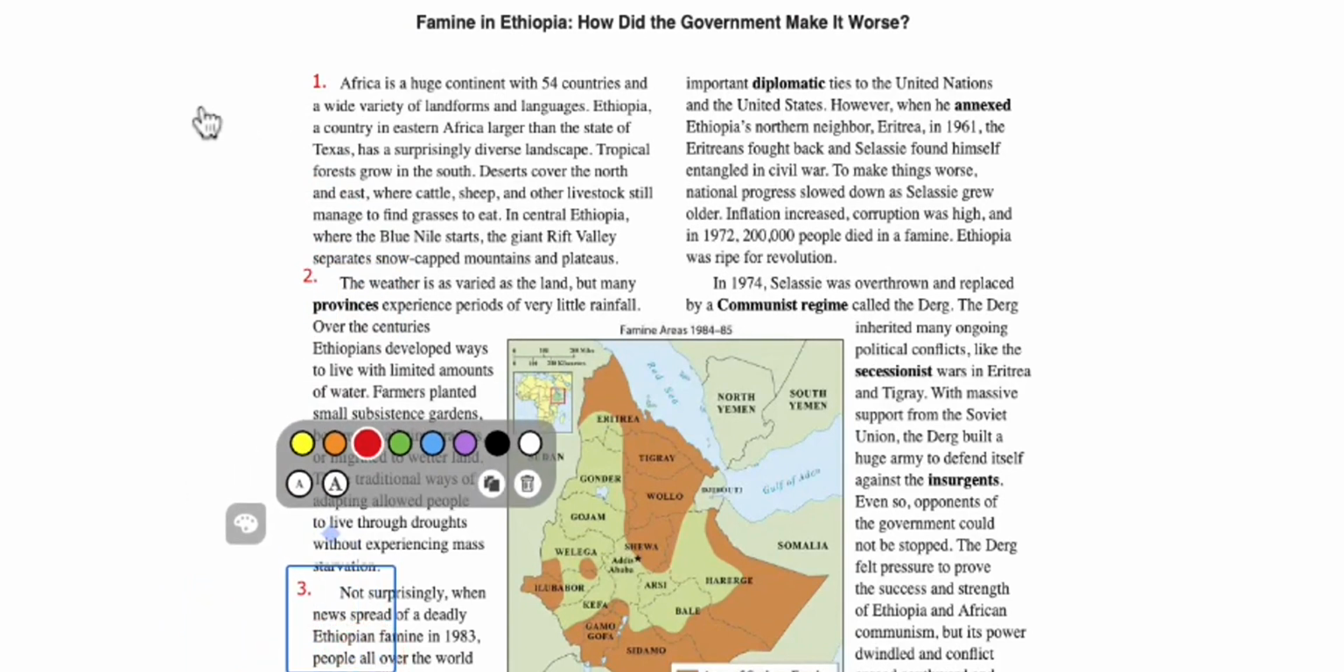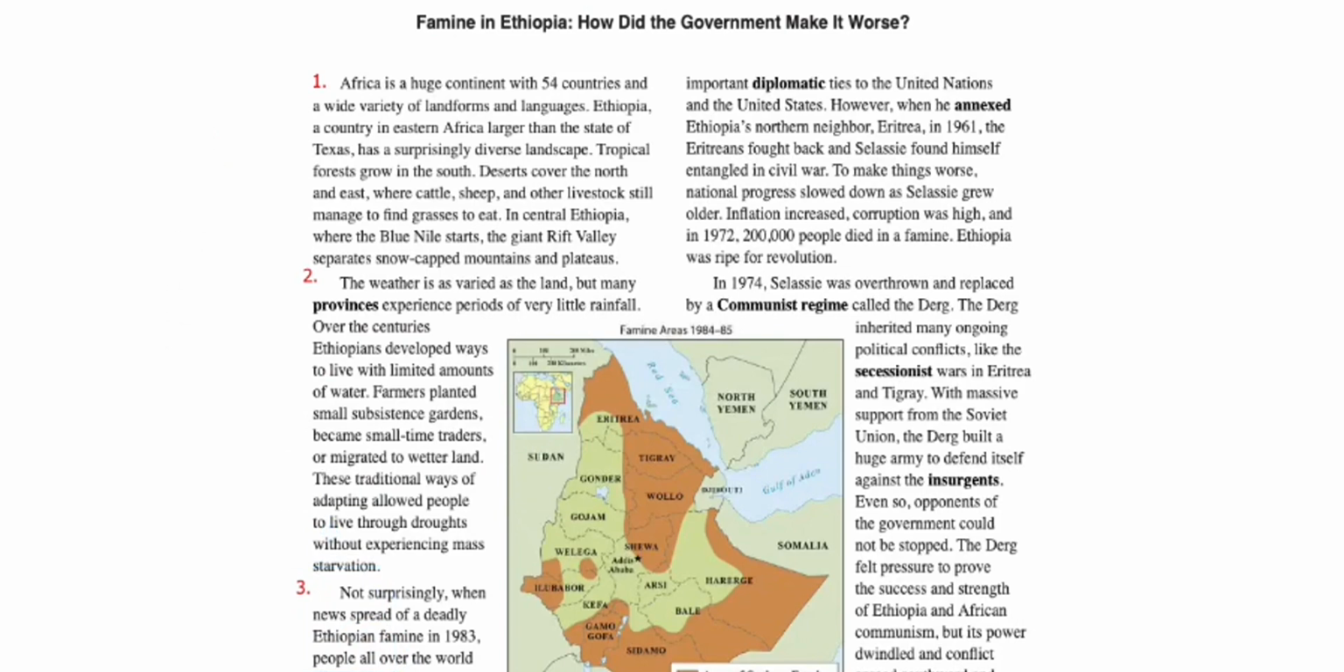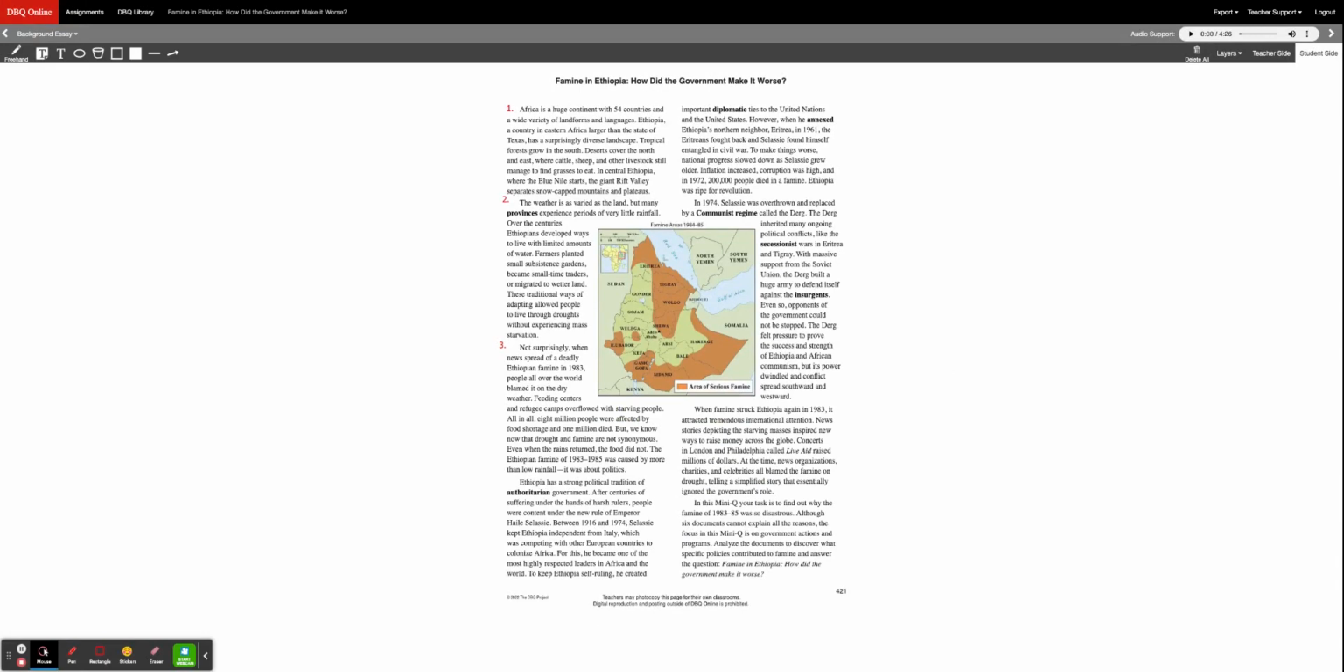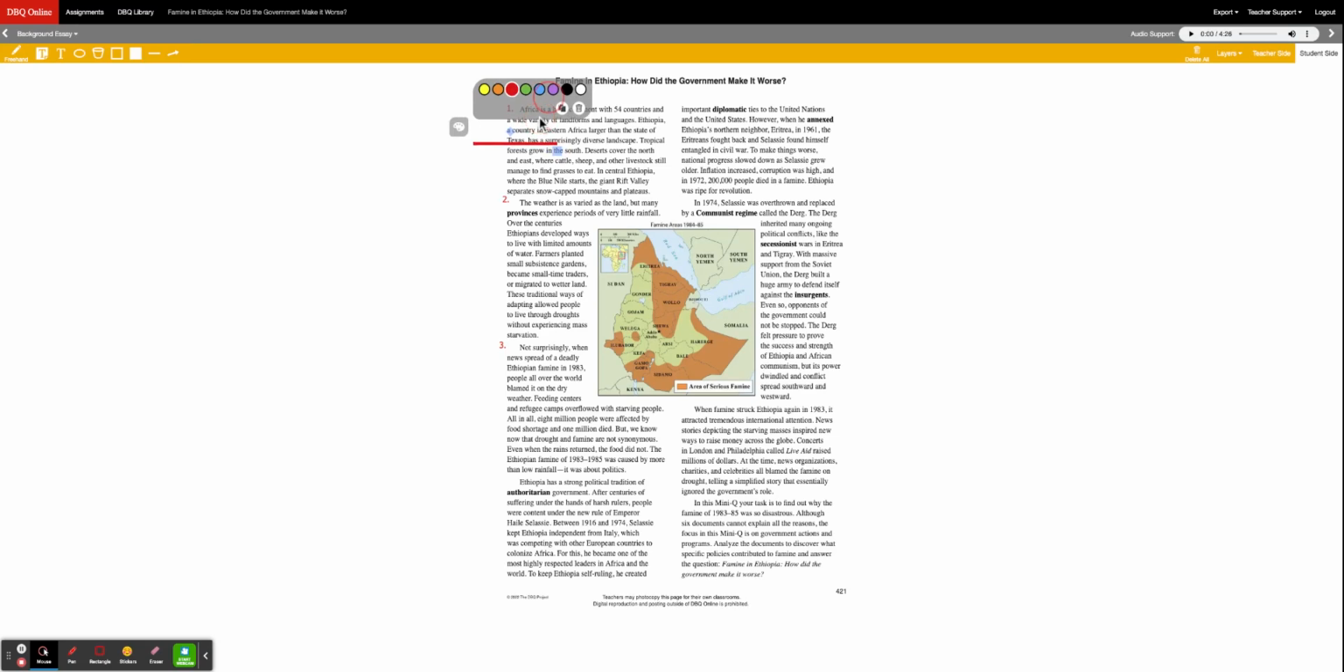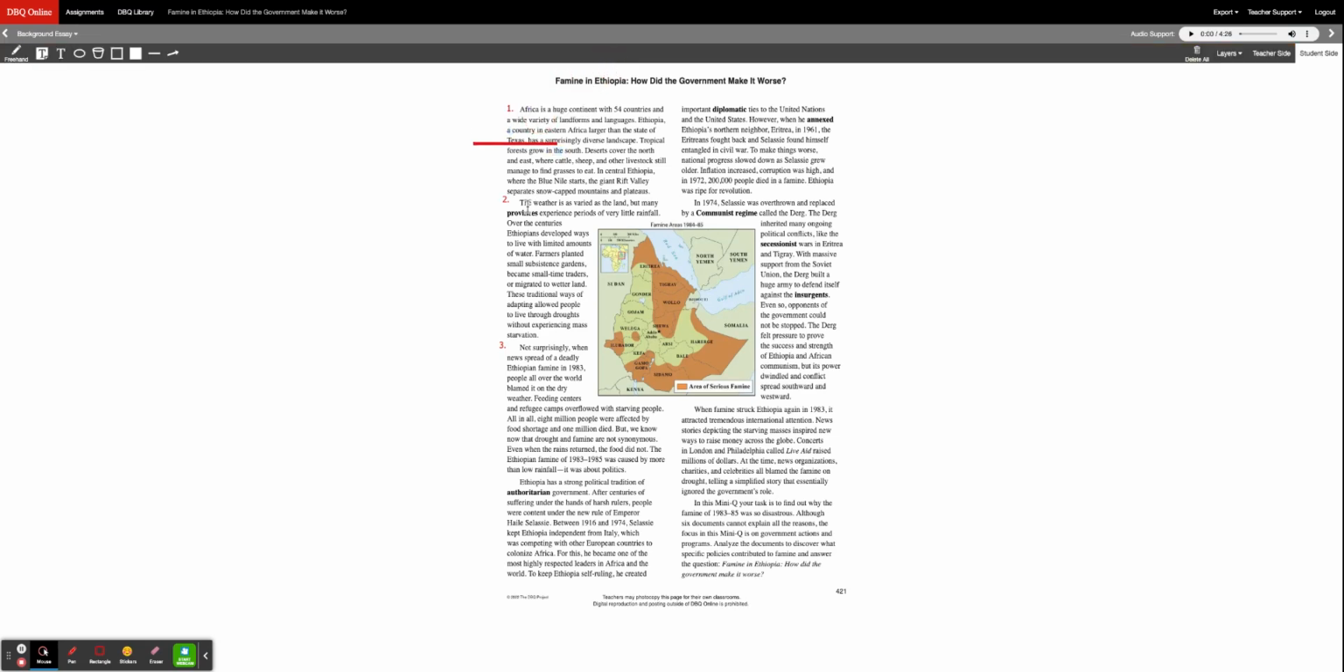Now, for today's instruction, I am going to model the first 3 paragraphs and then release you and a partner to annotate paragraphs 4 and 5, and then independently you will annotate paragraph 6 and paragraph 7. Let me start out with the title of this paragraph: Famine in Ethiopia. How did the government make it worse? There's a lot of information that is assumed that I know by that title, but based on the title, my first thinking is famine in Ethiopia. That sounds like it will be powerful or important to this text.